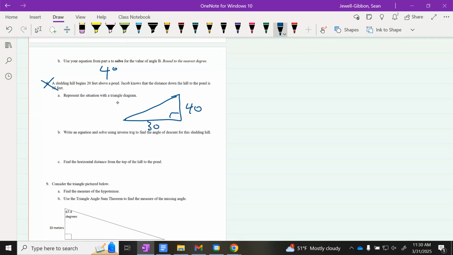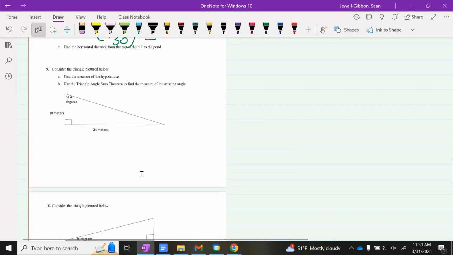I'm going to go ahead and label my sides here. And then we want to use inverse trig to find the angle of elevation. That's going to be this angle here. So that is going to be the inverse tan. So once again here, we're working with the opposite side. We're working with the adjacent side. Inverse tan of 40 over 30. And that is going to give us our answer for that angle.